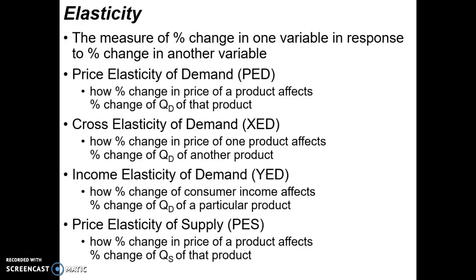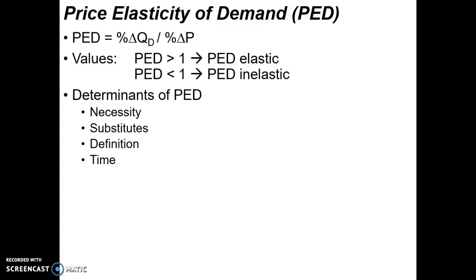And price elasticity of supply, which is in a way opposite of price elasticity of demand, looks at how a percent change in price of a product will affect the percent change of quantity supplied of that product. We're going to look at each of the four separately. Probably the more common elasticity of them all is price elasticity of demand.